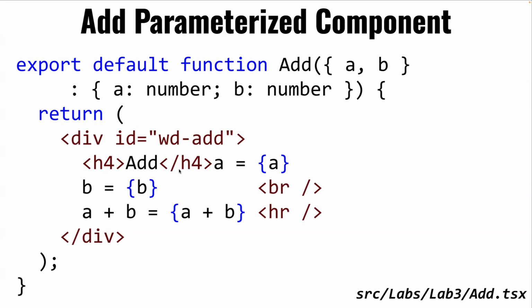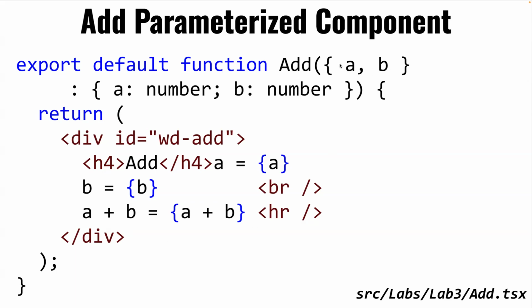So for instance, this one simply displays a header of add, displays the values of A and B, and then displays the arithmetic addition of A and B. And you pass them in as arguments.